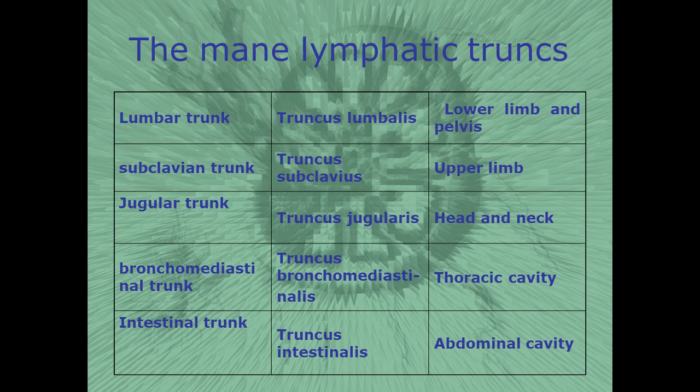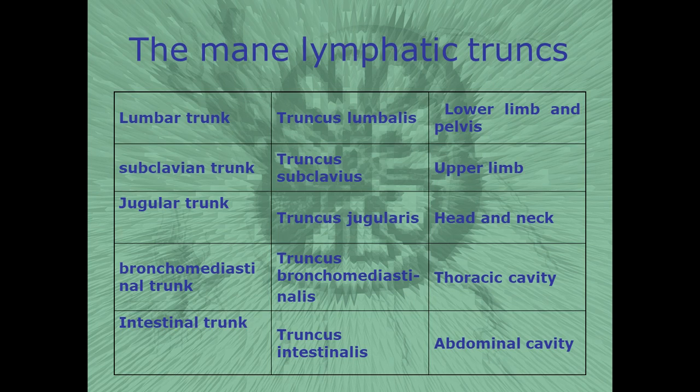So what are the trunks? As I told, just 5, and most of them, 4 of them are paired and just 1 is unpaired. First one is a lumbar trunk, truncus lumbalis, which carries out lymph from the lower limbs and also the pelvis. Next is the subclavian trunk, also paired, truncus subclavius. It carries out lymph from the upper limbs.